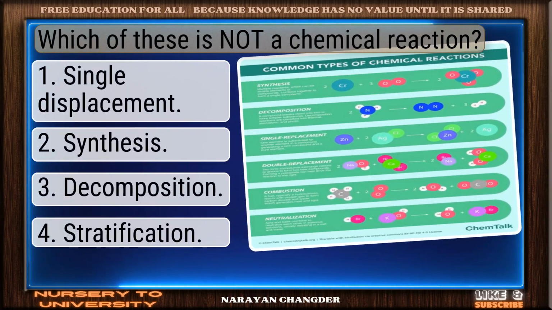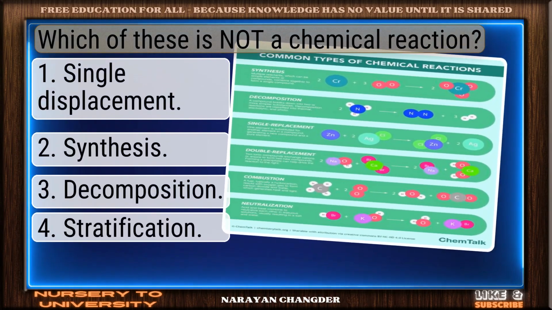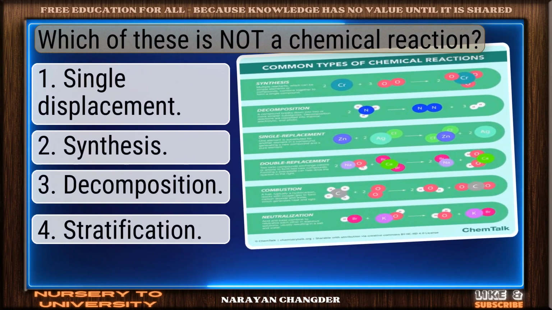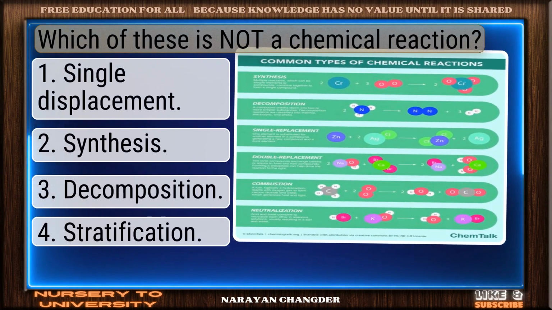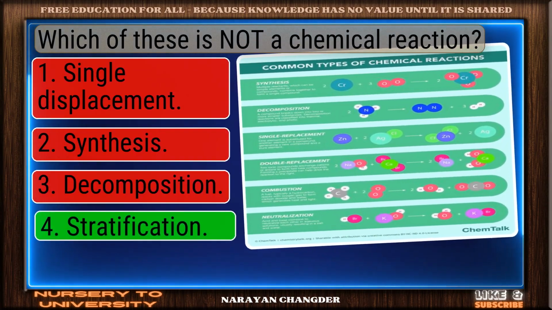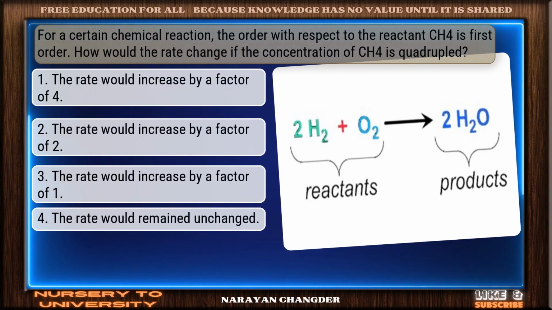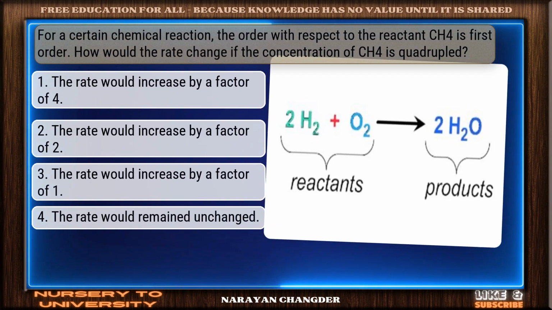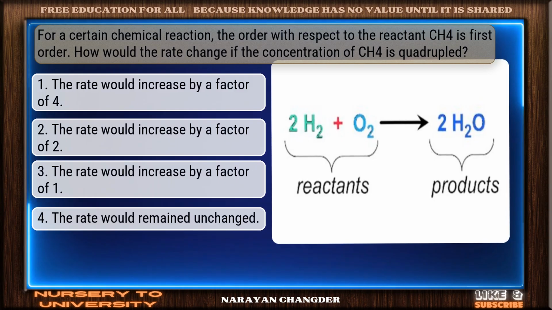Which of these is not a chemical reaction? Option 1, single displacement. Option 2, synthesis. Option 3, decomposition. Option 4, stratification. Keep it up, stratification.